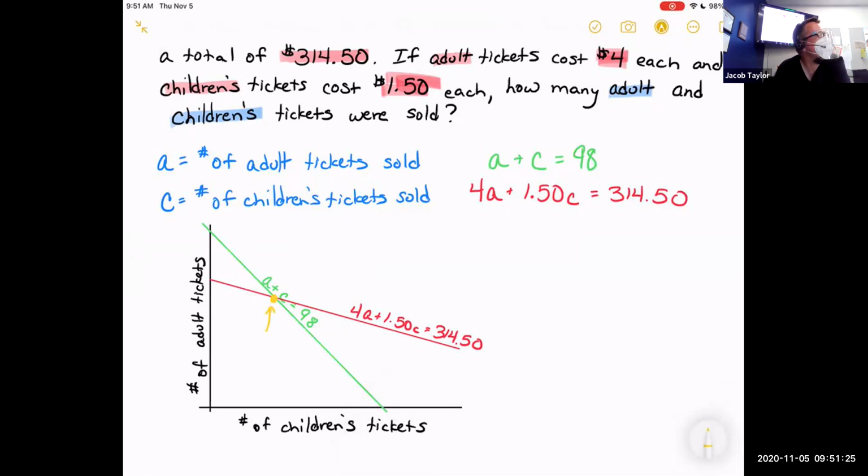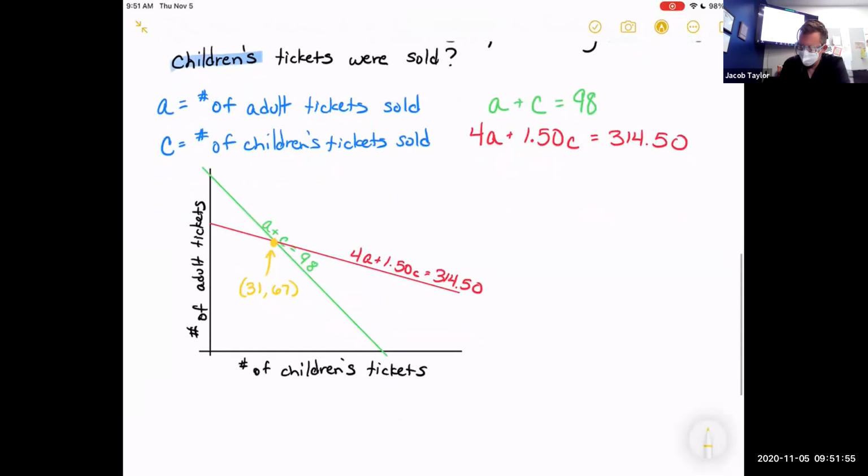And again, we're just doing introductions here. We're just learning the basics of systems of equations. So we're not going to worry too much about how to find that point yet, although it is coming. But I'm going to go ahead and tell you that it's 31, 67. That is the point where those two intersect. What does that mean? 31 what and 67 what?